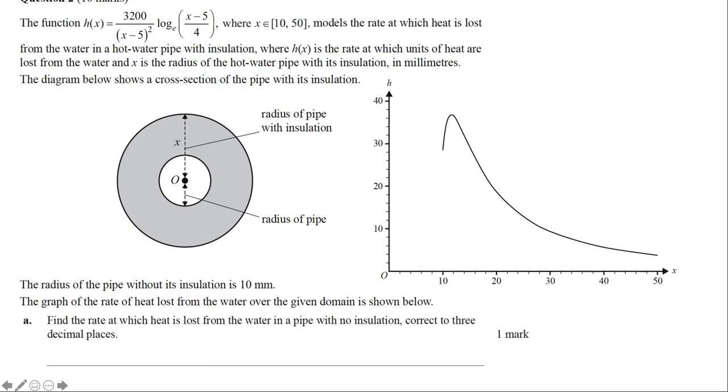And we want to find the rate at which the heat is lost from the water in the pipe with no insulation. Here, no doesn't mean x equals 0. It's actually x equals 10, the left end point on this graph. So you substitute x equals 10 and you get 28.562, correct to 3 decimal places.